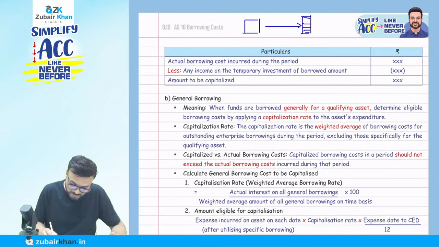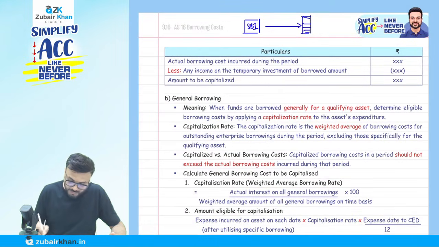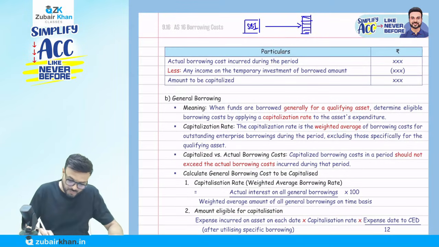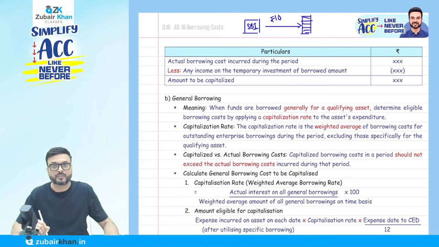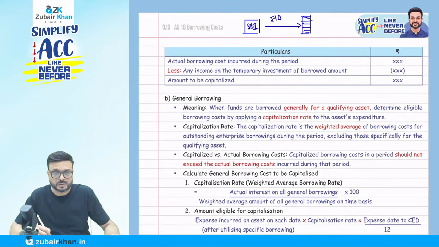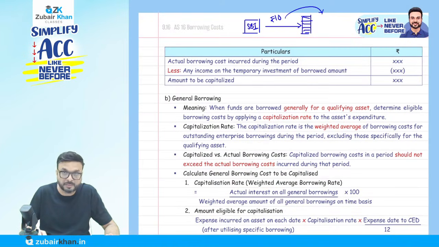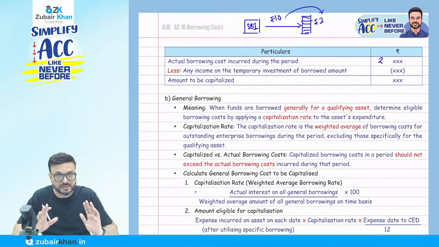Suppose you took a loan from SBI. Now this loan we have taken only for the construction of that particular building. Let's say we took a loan of 10 crores that year. But we are going to pay interest on it. Obviously, we are going to pay the interest. Let's say it comes to 2 crores. So I will say that 2 crore is the borrowing cost.